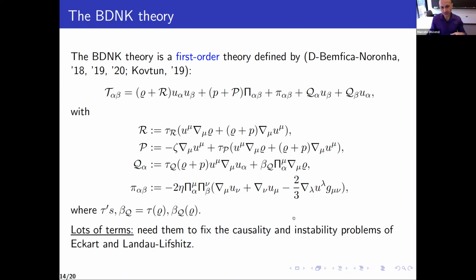Okay. So what I'm going to do now is the following. Let's take this as given. This is the definition of the viscous flux for the BDNK theory. Let me tell you what we can prove with that, and then I'm going to make a few comments on where these expressions are coming from. But let me first tell you what we can prove.